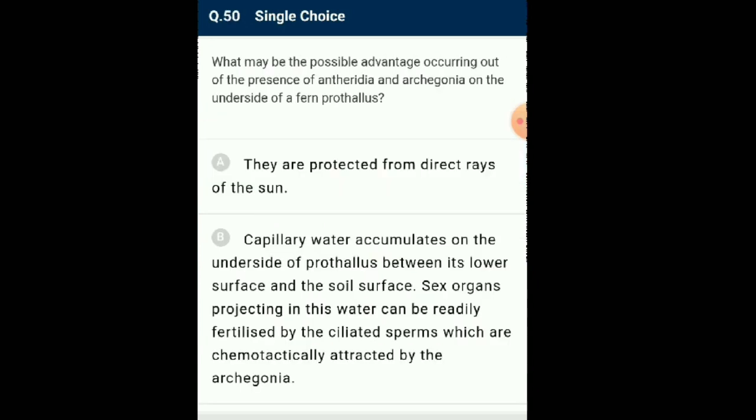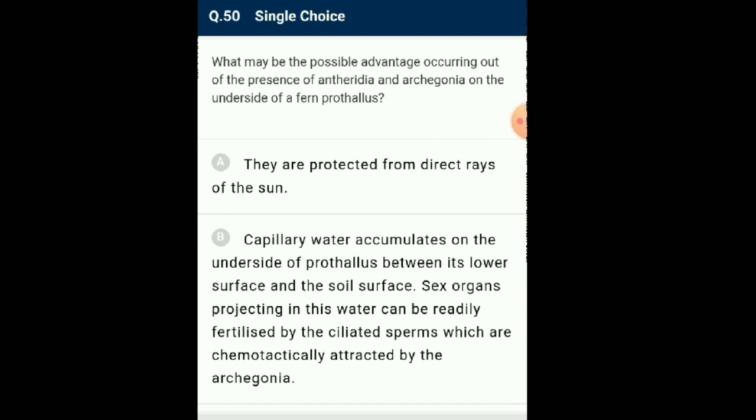Question number 50. What may be the possible advantage occurring out of the presence of antheridia and archegonia on the underside of the fern prothallus? The gametophytes of the ferns or Pteridophyta have independent existence, but this phase is of shorter duration as the predominant phase is sporophytic. The meiospores germinate to form the gametophyte or prothallus. They bear sex organs. In the case of homosporous spores, the gametophyte is monoecious. On the other hand, for heterosporous spores, the gametophytes are dioecious.